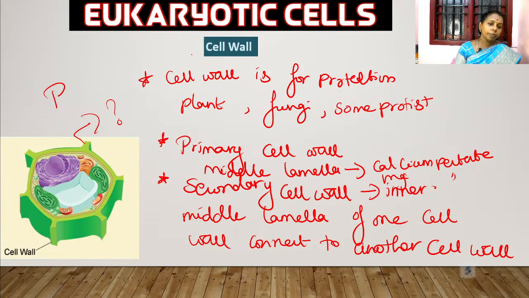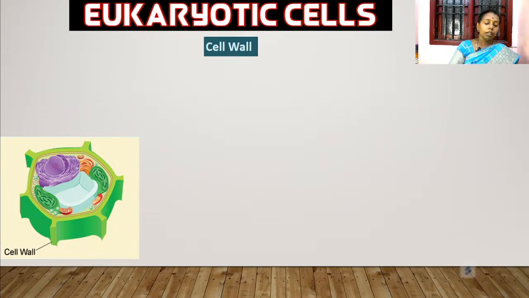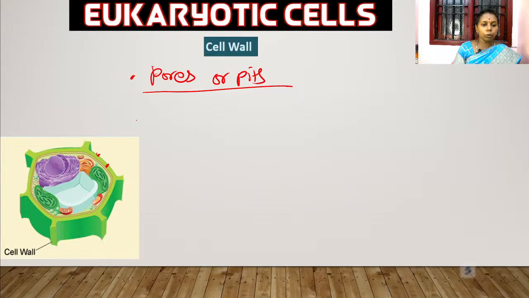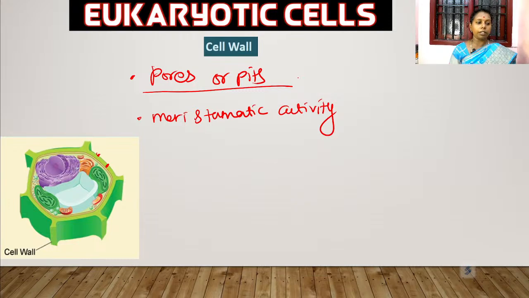I hope you all remember. Simplest transport needs plasmodesmata. Plasmodesmata will be more in dividing cells. These are also possible questions. Okay. Now, what are the other things? See, you find some pores or pits in the cell wall, again for transport. Which cell wall has meristematic activity? Is it primary cell wall or secondary cell wall? Which has meristematic dividing capacity? Meristematic activity is found in which cell wall? Is it primary or secondary?